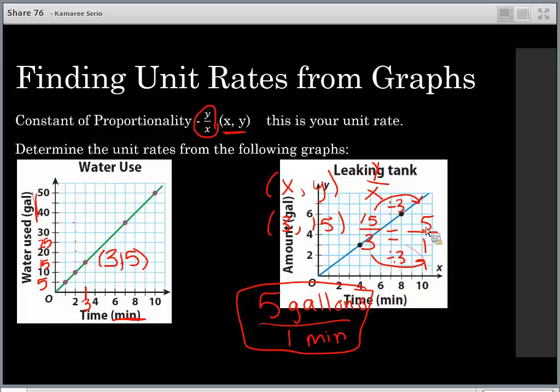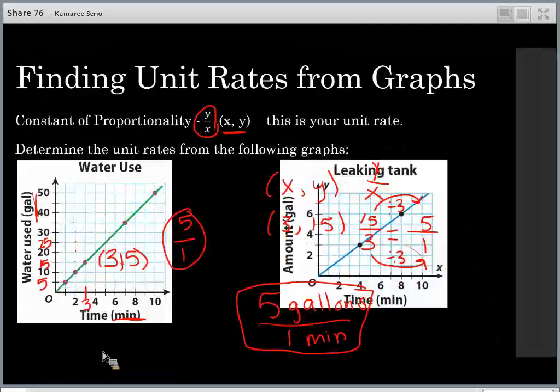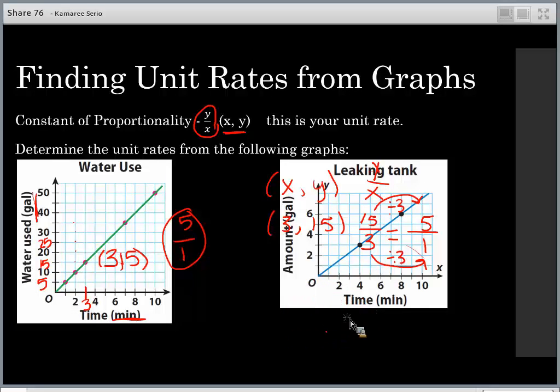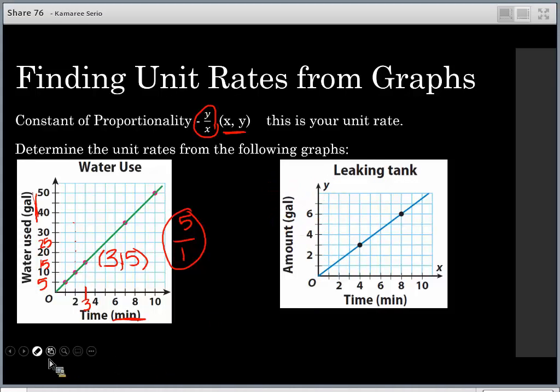Oops, I definitely did all of that over this. Let's see. Well, I will try and erase it. Let me just write 5 over 1 over here, and then I'll erase that. Oops. Eraser. Sorry about that. I forgot that I put a graph over here too. Okay, back to pen.